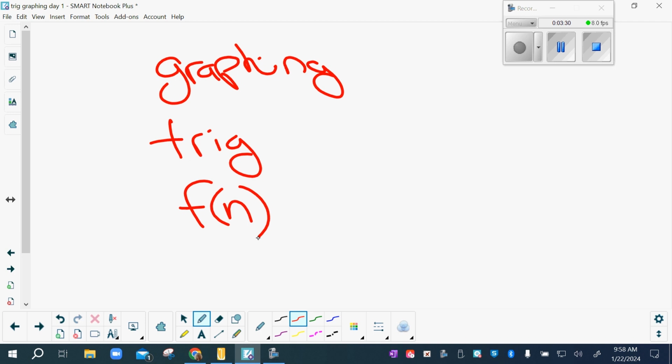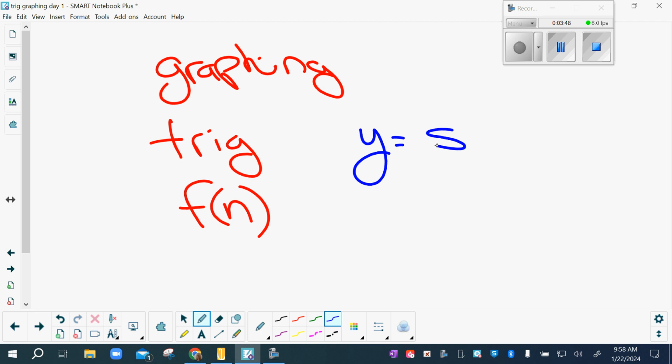Graphing trig functions is one of my favorite things. One is because I get to make noises like this, like, woo, I just like doing that. And two, when you get the hang of it, it's super easy. And you know me, I like super easy stuff. So let me tell you what it's going to look like. We are going to be graphing something that looks kind of crazy like this.